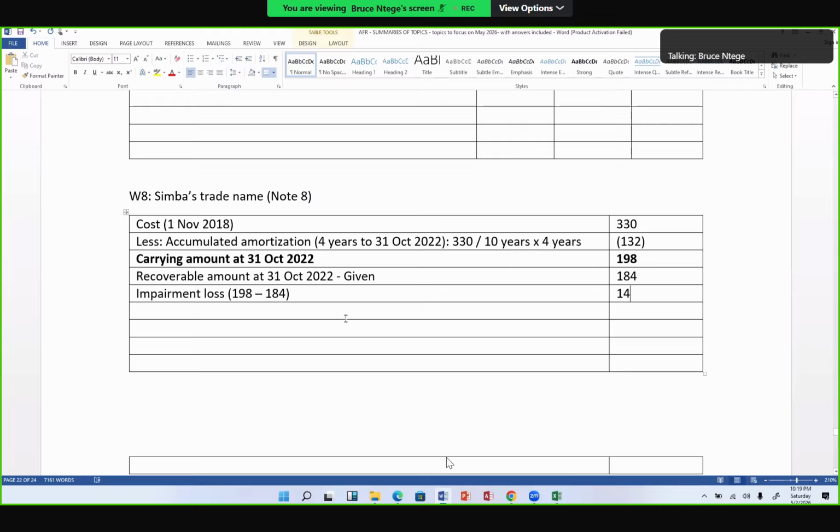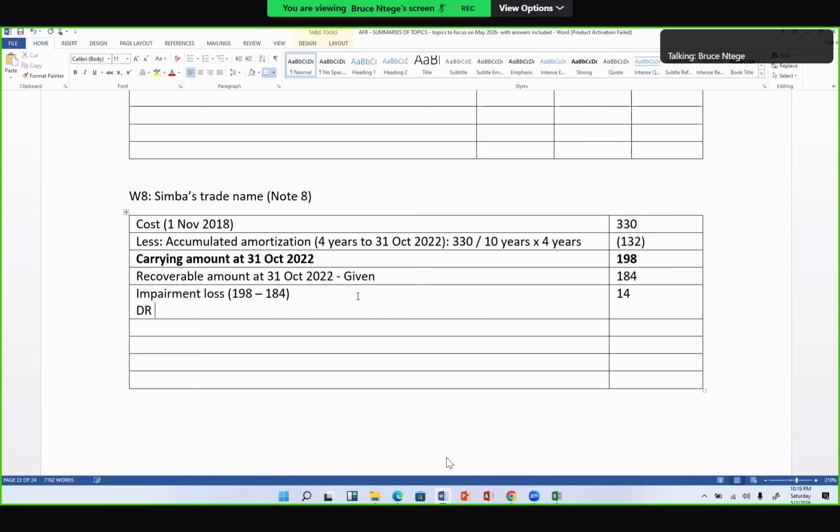Okay, and we want to account for that impairment loss by debiting it. We don't have a P&L to prepare, so I'll debit it in the retained earnings account, while the credit is going to go to the asset itself, the trade name. They had wrongly placed it in the PPE. I'll deal with that later. So I'll first credit the trade name with 14.